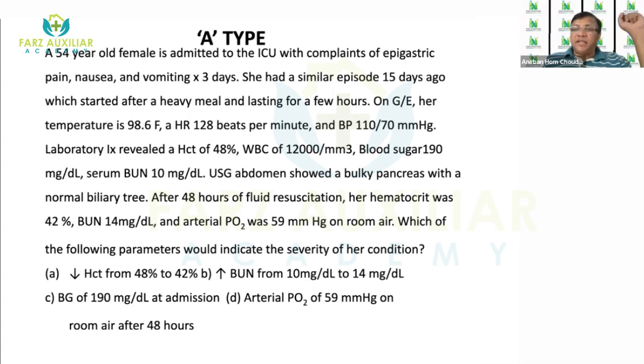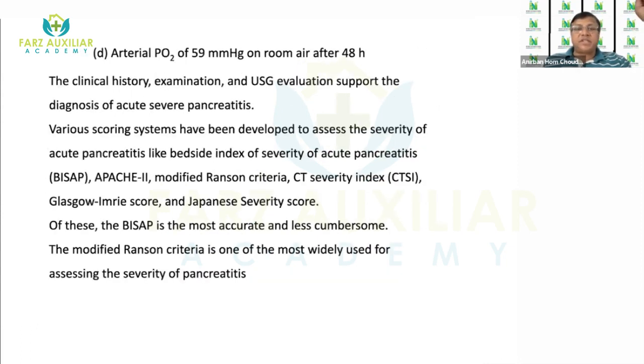The correct answer is here. In these questions, you have to stick to the basics. The most important is the arterial PO2 of 59 millimeter of mercury on room air after 48 hours, because the arterial PO2 is a clear-cut indicator of oxygenation, and therefore its value after 48 hours of resuscitation is the most accurate predictor of the severity vis-a-vis the patient's condition at the time of admission. The clinical history, examination, and USG all support the diagnosis of acute severe pancreatitis.